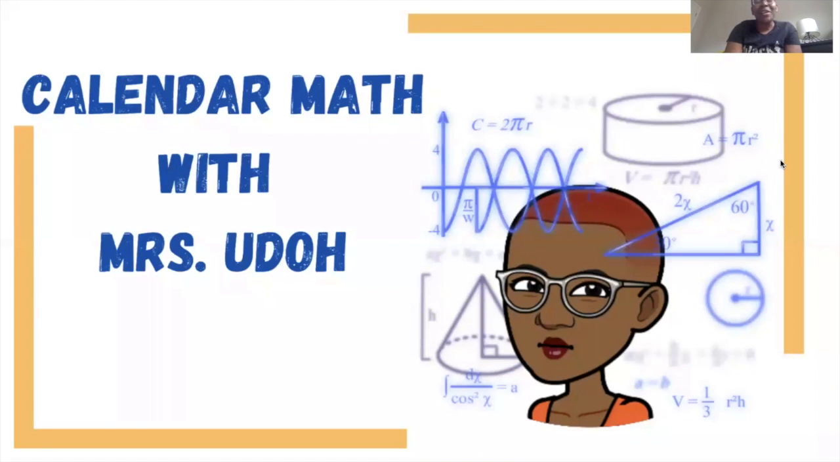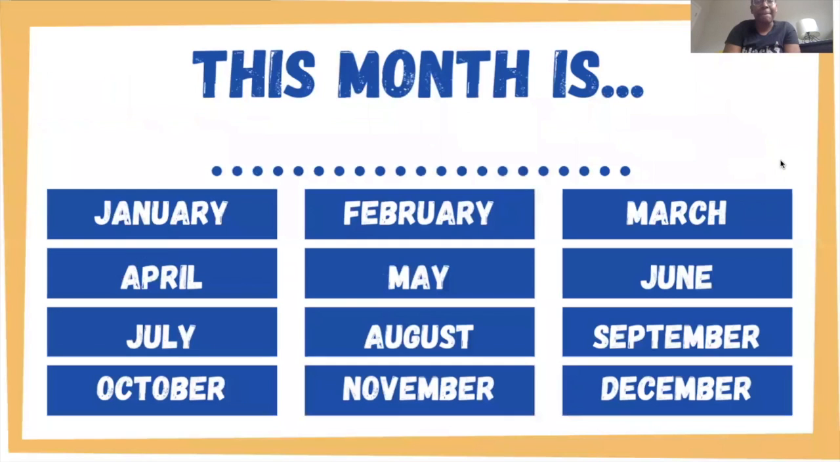Hello, and welcome to Calendar Math with Mrs. Udoh. Today, our littles are going to explore 10 more, 10 less, 1 more, and 1 less on a hundreds chart. Our middles will look at perimeter, and our senior scholars will examine the area of a composite figure. All right, guys, let's begin.